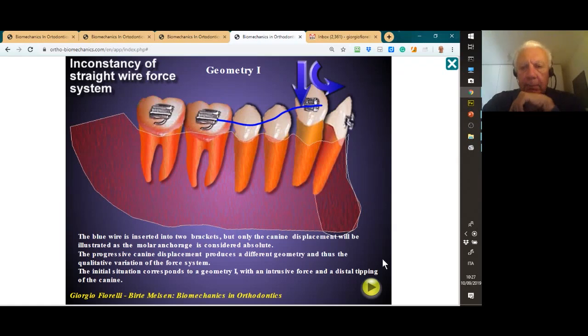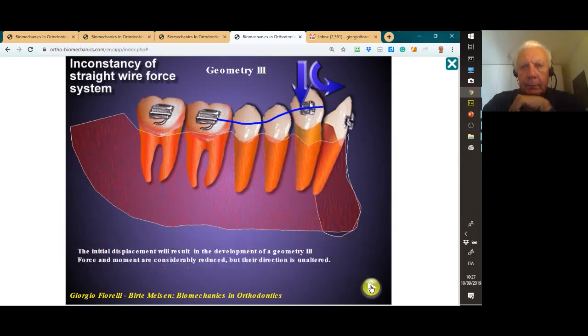And what is going to happen is an intrusion and a rotation in this direction because we were in geometry 1. So I see this kind of movement here. And now the angulation of the bracket is not anymore the same. So if I go on with this, I will cut here the molar. So just drawing. And so I'm in geometry 3.